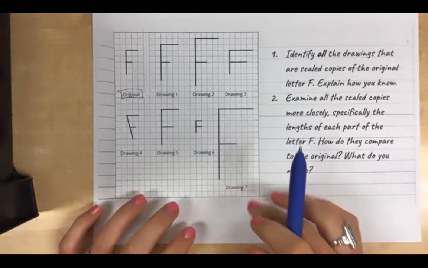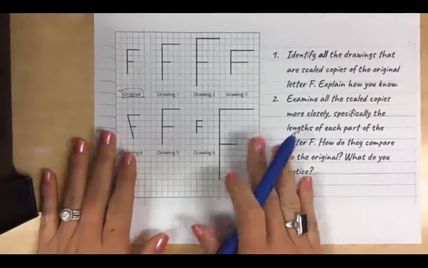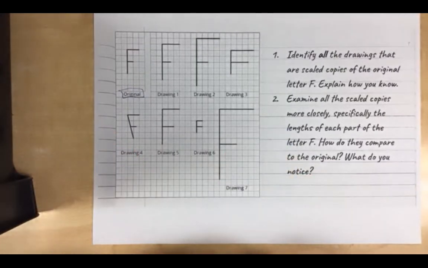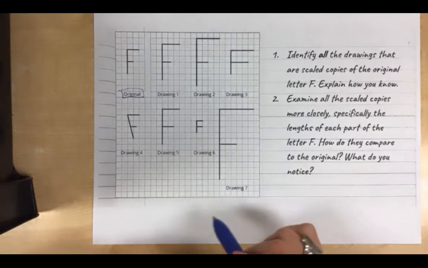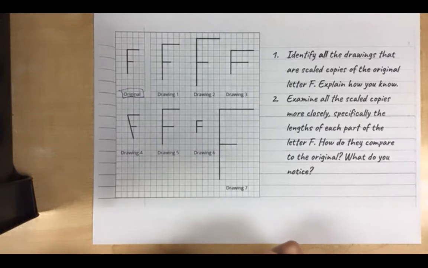So what I want you to do right now is take some time and look at this video. You can draw things or write things down if you want, and determine which ones you think are scaled copies. And then we'll come back and talk about it.